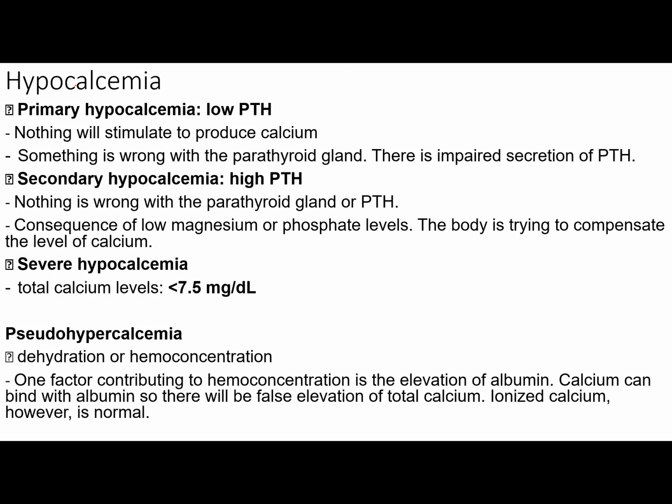Now, hypocalcemia class, there are two types, yung primary and secondary. So, primary hypocalcemia is usually caused by low parathyroid hormone. So, this is usually a problem. May problema ka dito sa parathyroid gland mo. Nothing will stimulate to produce calcium. So if you have low PTH, walang magkokontrol ng production ng calcium nyo. Something is wrong with the parathyroid gland. Impaired ang secretion ng PTH.